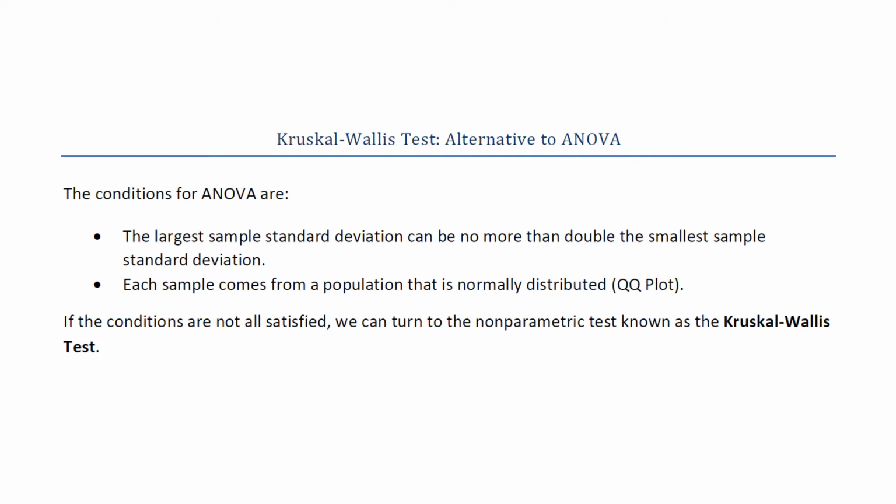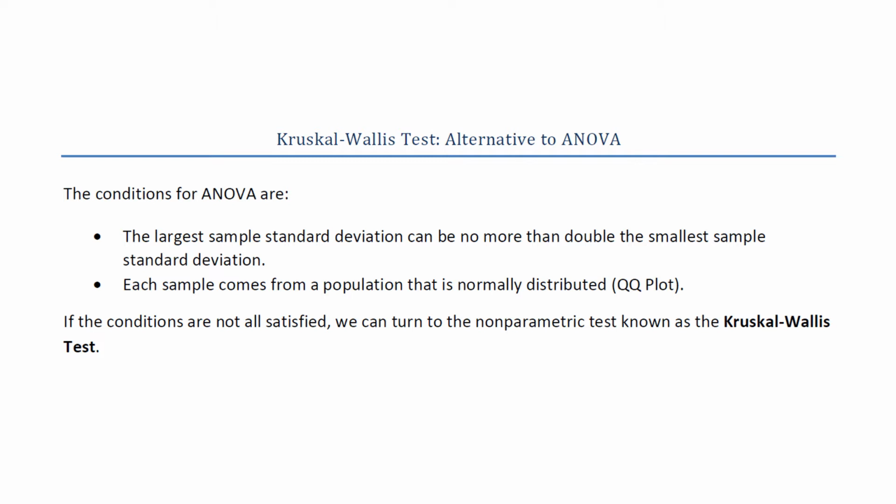A quick recap, the conditions for ANOVA are two. First, the largest sample standard deviation can be no more than double the smallest sample standard deviation. And second, each sample must come from a population that's normally distributed. We can check that using a QQ plot. If the conditions are not all satisfied, we can then turn to this non-parametric test known as the Kruskal Wallis test.